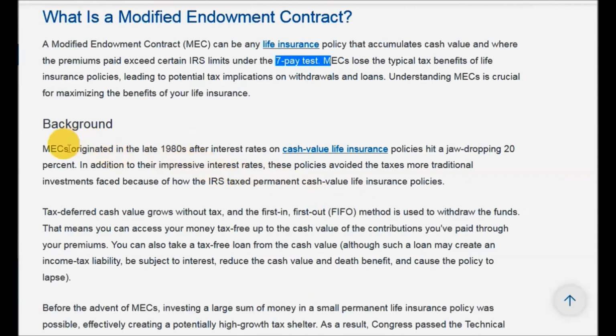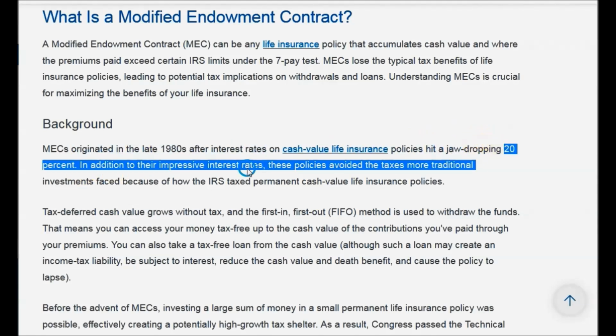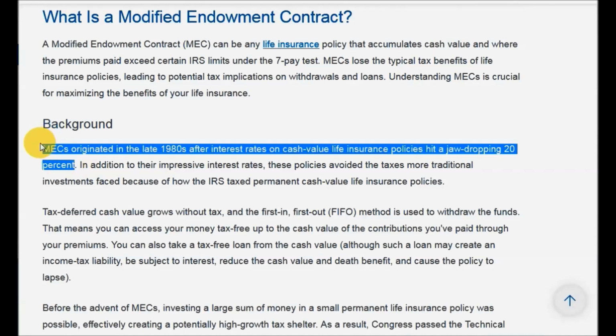MECs originated in the late 1980s after interest rates on cash value insurance policies hit a jaw-dropping 20%. This percentage is what they look at in order to cash out in certain circumstances. And then they realized, oh crap, we'll have to do certain things in a certain way so that people don't benefit from it and only we do, as the insurance company, aka the holding company for that interest, whereas you just sharecrop it.